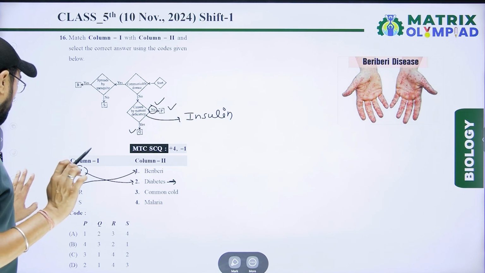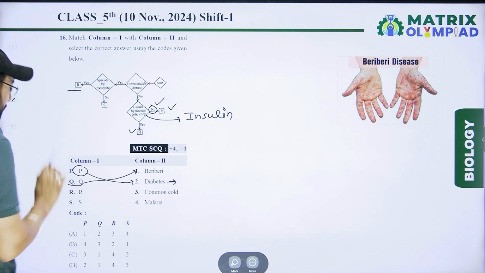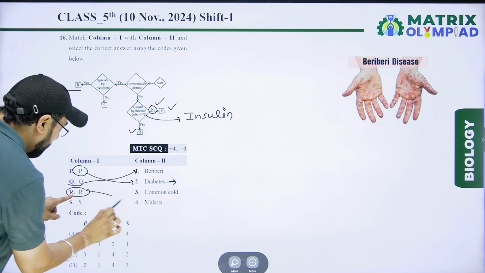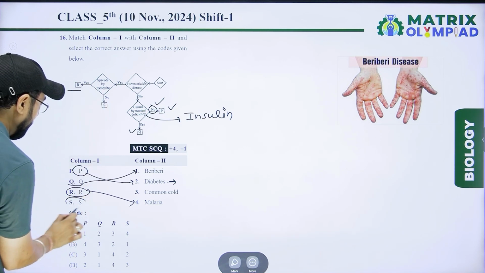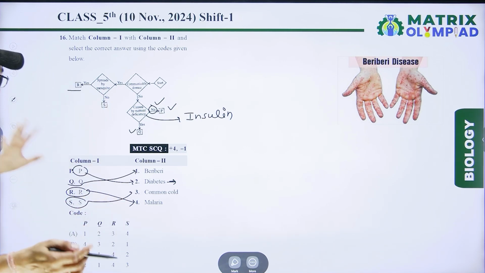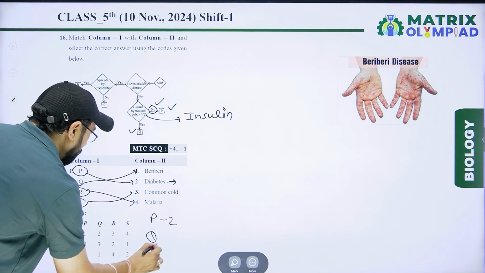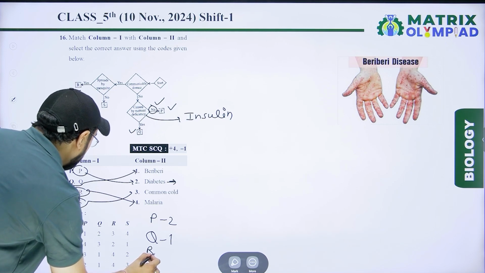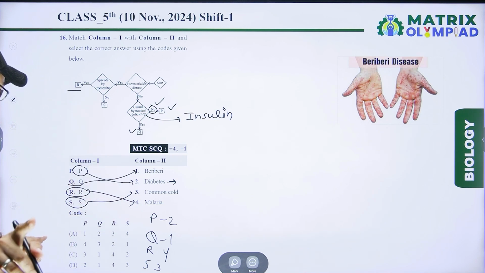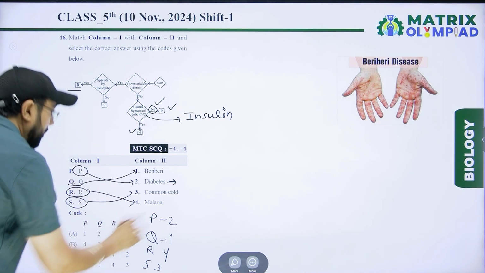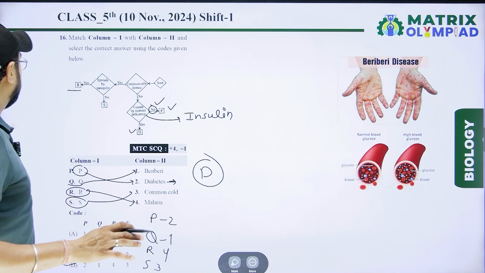Next, R. R is here. Spread by mosquito. Yes, R. R relates to malaria. And next, S. Spread by mosquito? Common cold is not spread by mosquito. So our correct matching is P second, Q 1, R 4, S 3. 2143 is in option D. Option D is the correct answer for this question.